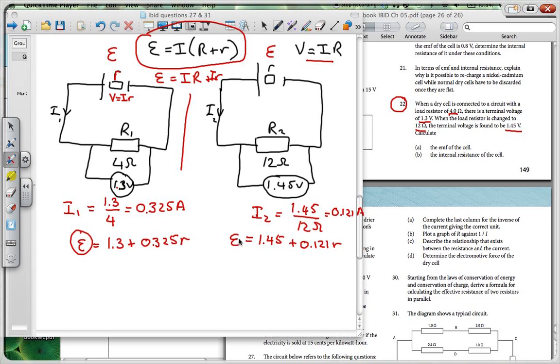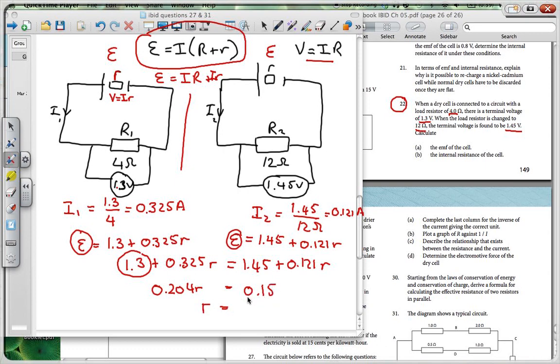And because both of these are equal to my EMF, I can make them equivalent. So I'm going to get 1.3 plus 0.325 r is equal to 1.45 plus 0.121 r. I can solve for r. I can bring this over and subtract, and I am going to get 0.204 r, and I'm going to take this 1.3 over to the other side, and I'm going to get 0.15, and when I divide that out, the 0.15 divided by the 0.204, I get my r is equal to 0.74 ohm.